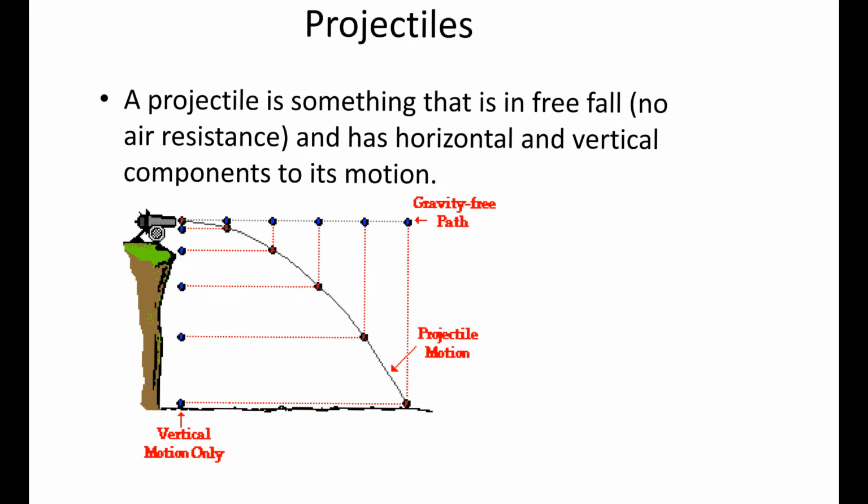So, projectiles. This is what we're going to spend a lot of time doing in here. A projectile is something that is in free fall, no air resistance, and has horizontal and vertical components to its motion. One thing I want you to notice here: if you had a gravity-free path of this cannonball, it goes the same distance every second. The horizontal part of its motion is not affected by gravity. The vertical part of its motion is affected by gravity. So if you shoot it this way at 10 meters per second, it's going to continue to travel at 10 meters per second horizontally until it hits the ground. Does that make sense to everybody?